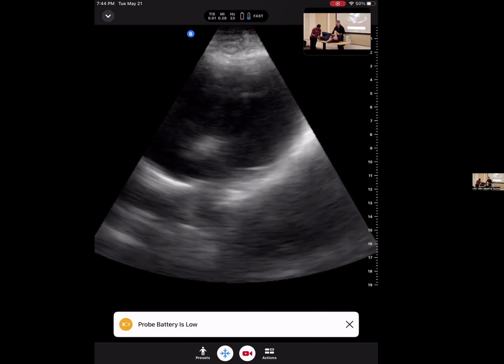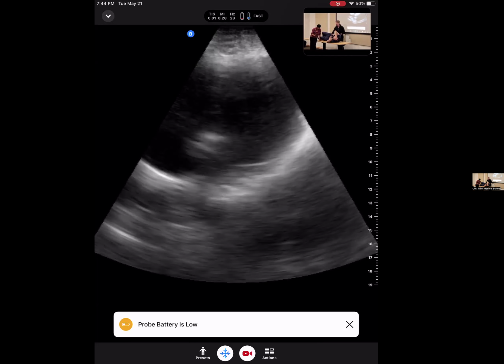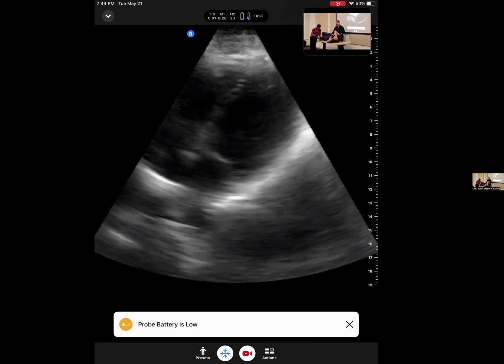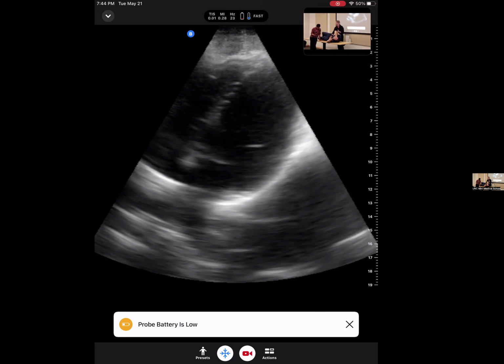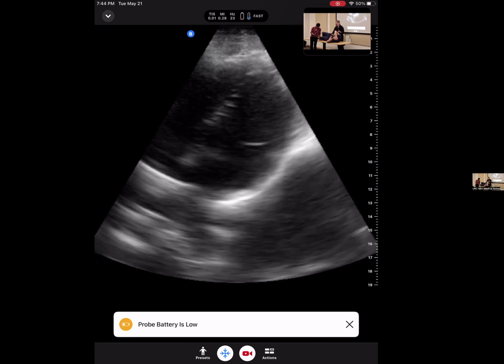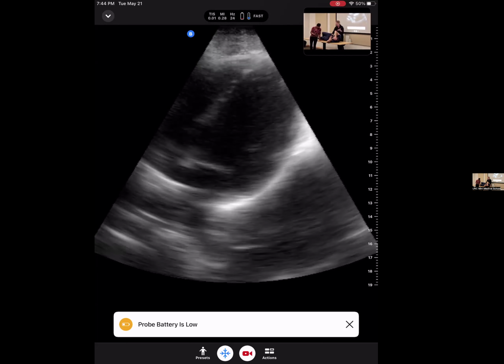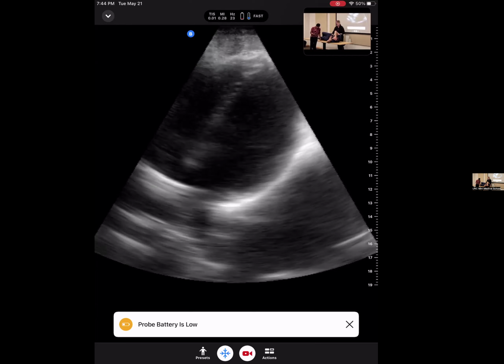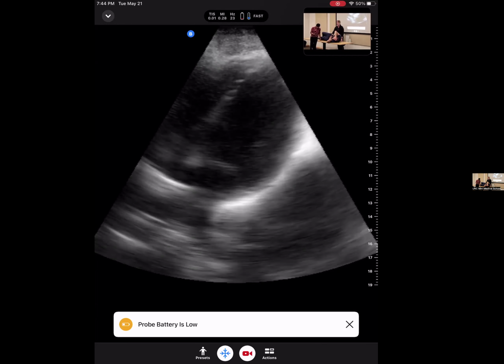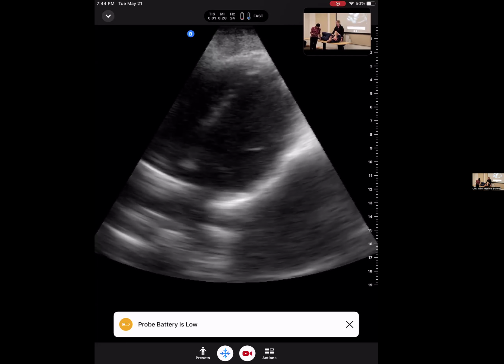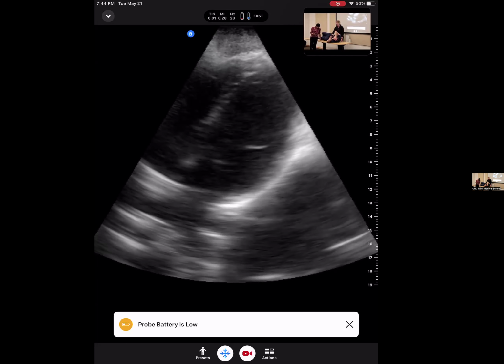With the other imaging, obviously, we need detailed views of all the different valves and flow. I need this fast.